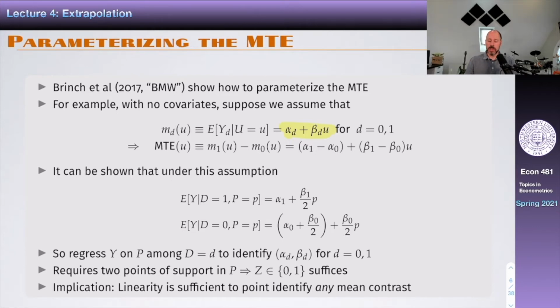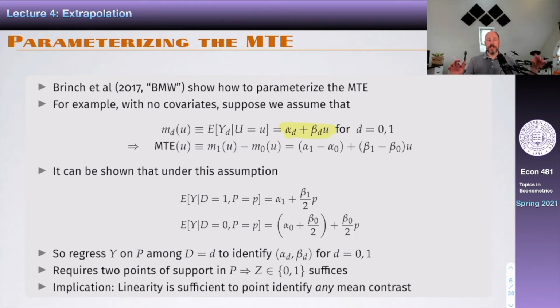And so we put it together, and then the marginal treatment effect is also a linear function of the unobserved heterogeneity. And so when you compute the expected value of the observed y, conditional on D and the propensity score, for D equals 1 and D equals 0, then you have these two equations, okay? And so if you regress y on P and D, you can identify beta 1 and alpha 1 from this equation, and beta 0 and alpha 0 from this equation, okay? And this even holds if you have an instrument with 2 points of support.